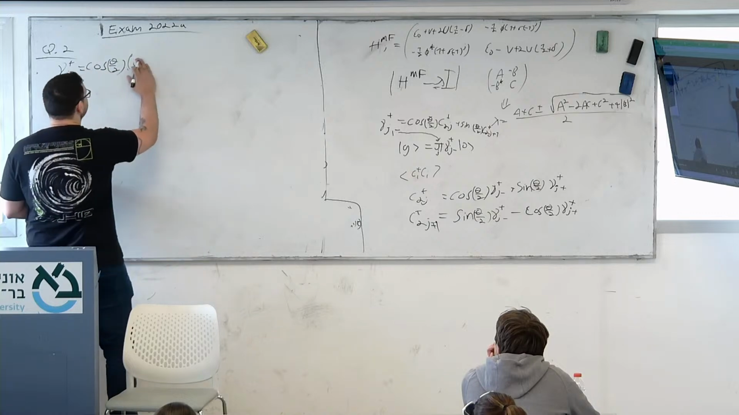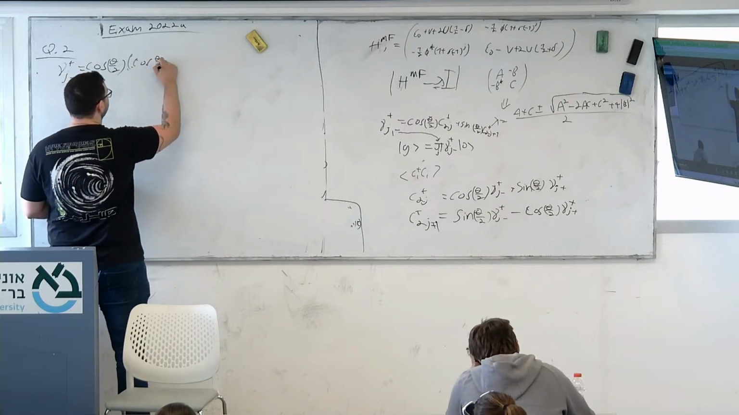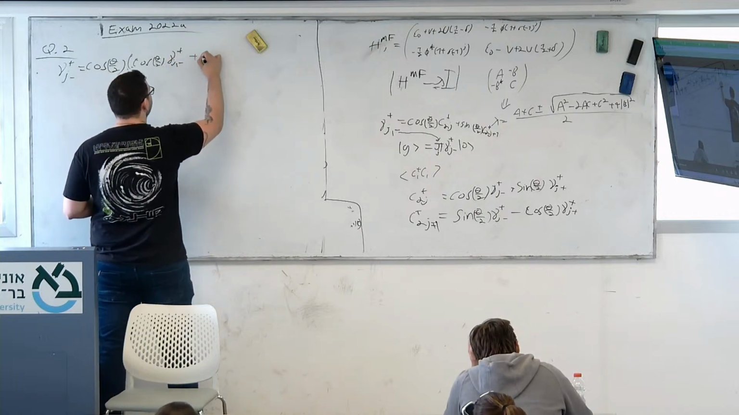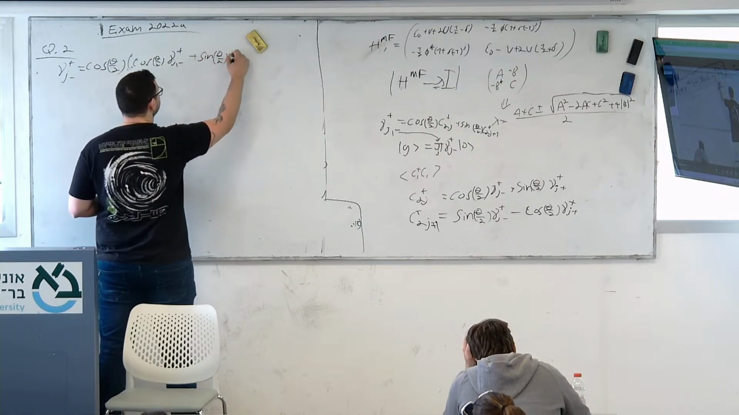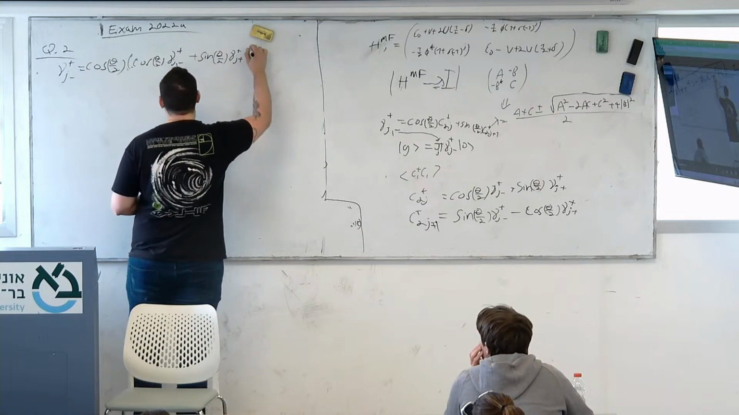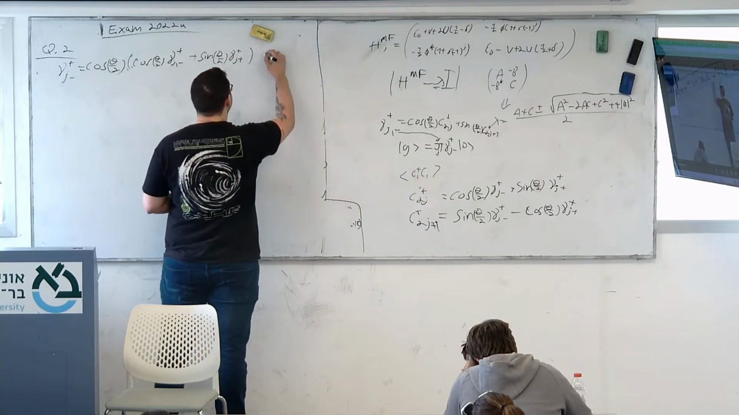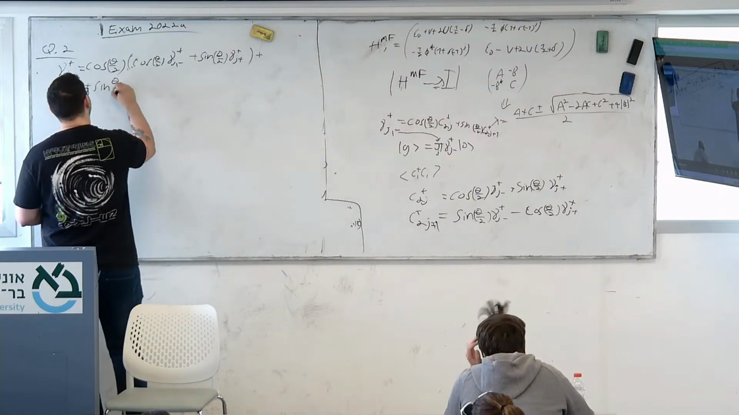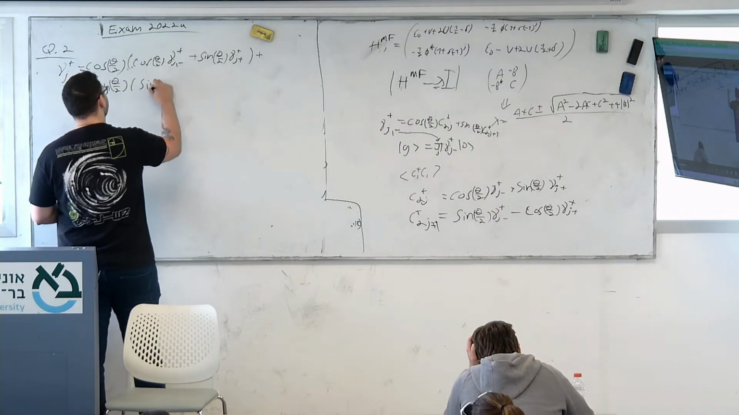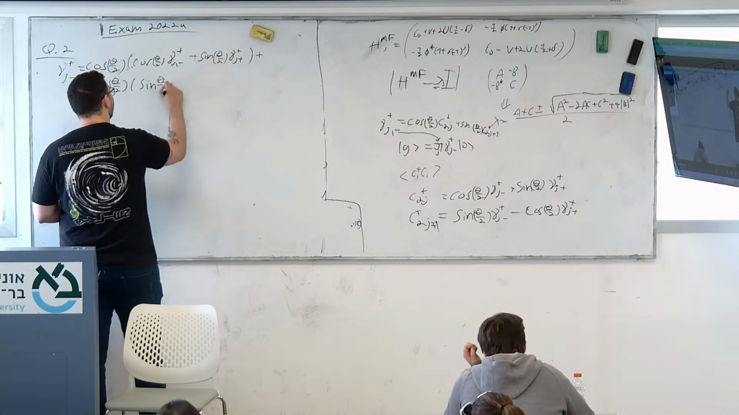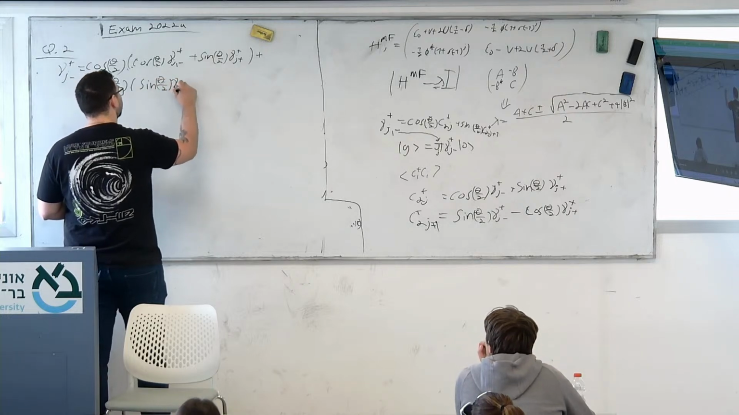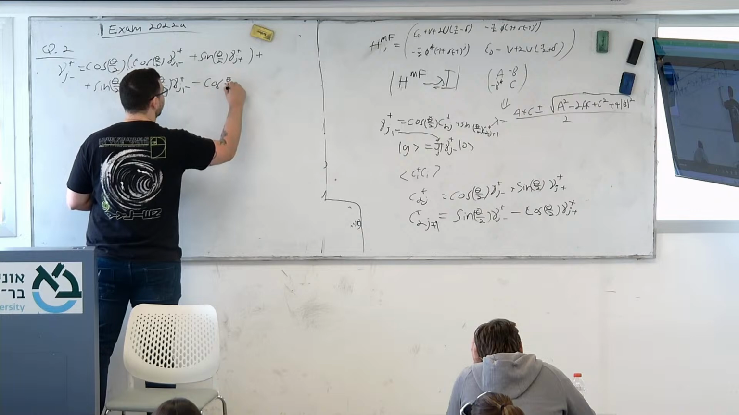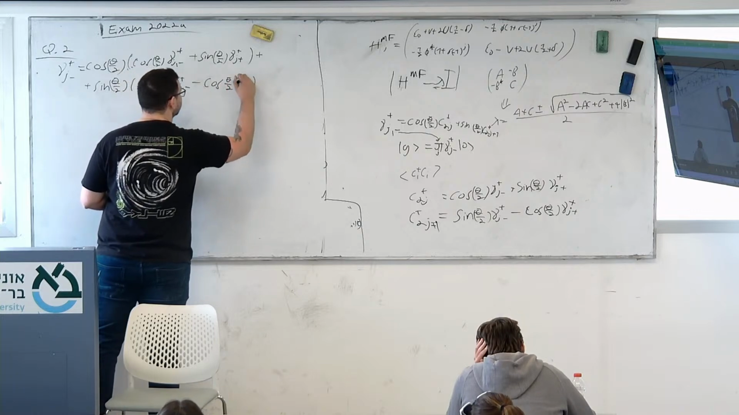Okay, so cosine theta divided by 2 gamma J minus dagger plus sine theta divided by 2 gamma J plus dagger, plus sine theta divided by 2 gamma J minus dagger, minus cosine theta divided by 2 gamma J plus dagger.